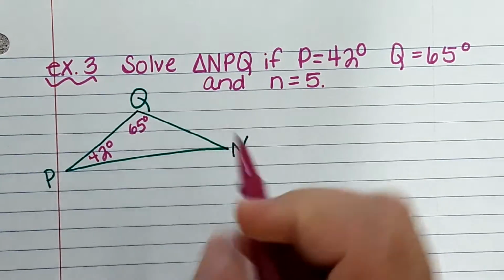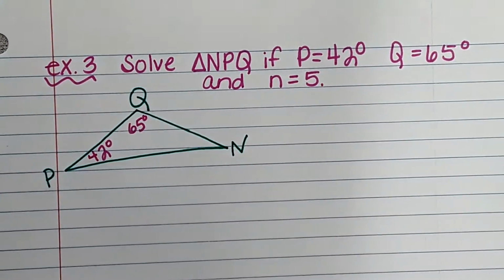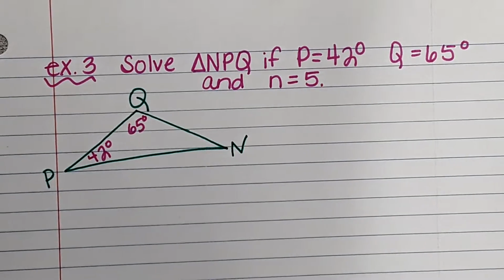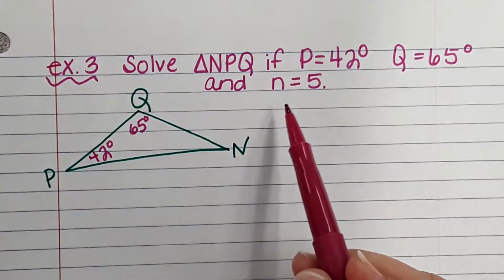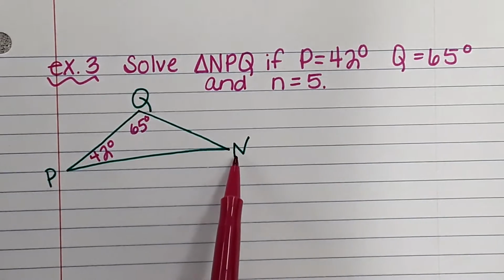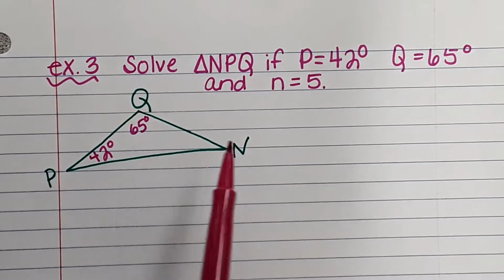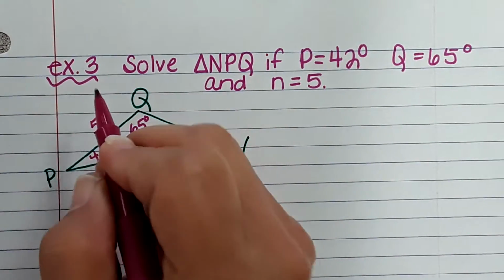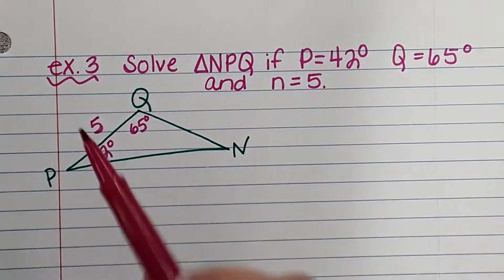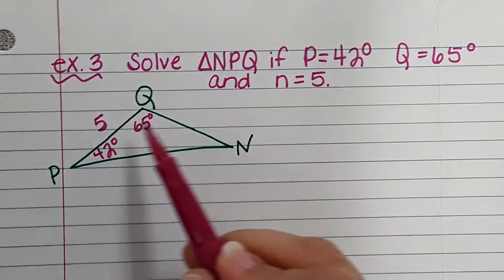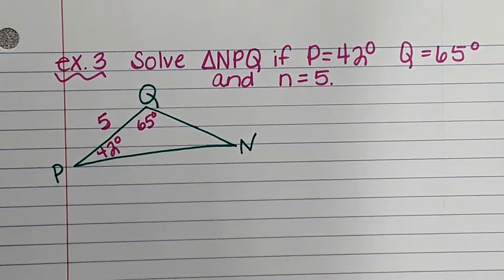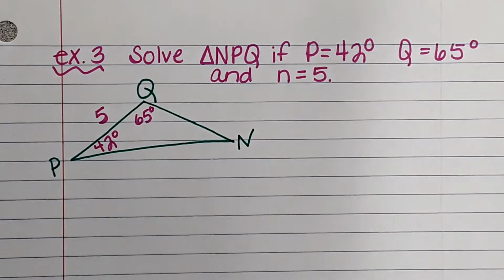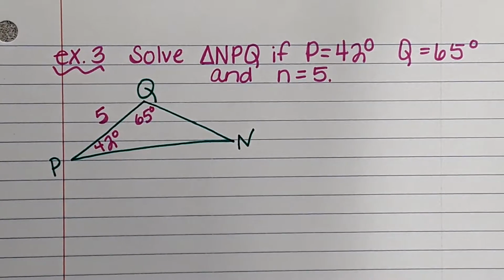Okay, so we're going to find that. And what else do we know? So we know side N. This is capital N, so little n is going to be 5. Do you remember from geometry? This is angle, side, angle. So we have a side that is between two angles. That's what we need. So our job is to find everything else. That's what it means by solve.